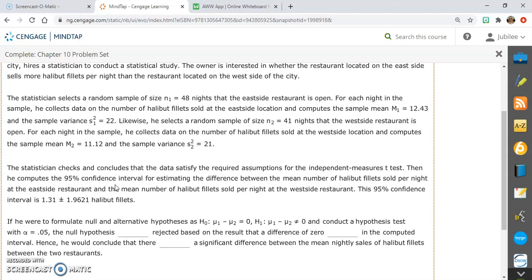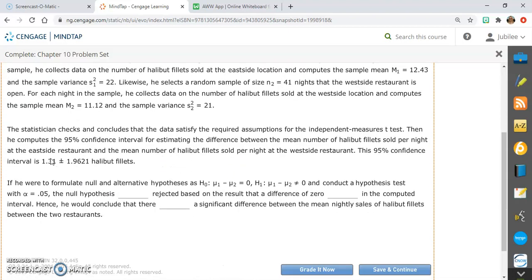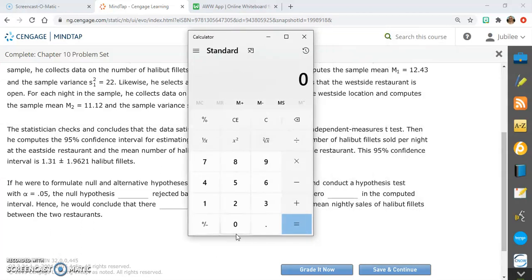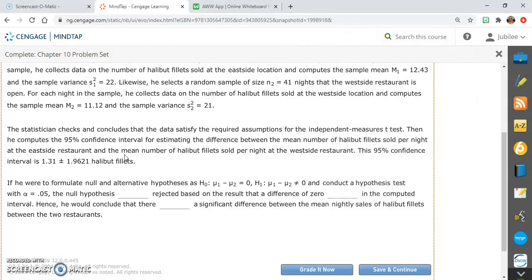So in this question, they've already done a lot of the work for me. All this is the same sort of thing, but they've already given me my mean difference, and I just have to plus and minus my interval range here. And I have to see if 0 is included in that range. So they've done most of the hard work. I'm just going to take 1.31 minus that interval range, 1.9621. And I see that I get a negative number. Now, if I were to take the same number and add, it would be positive. Therefore, that confidence range includes 0.